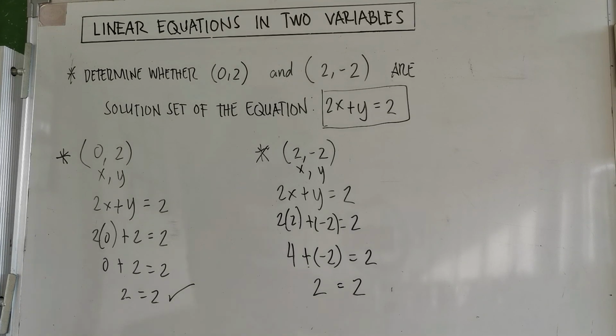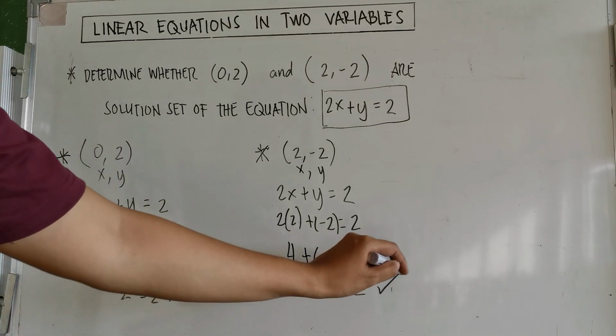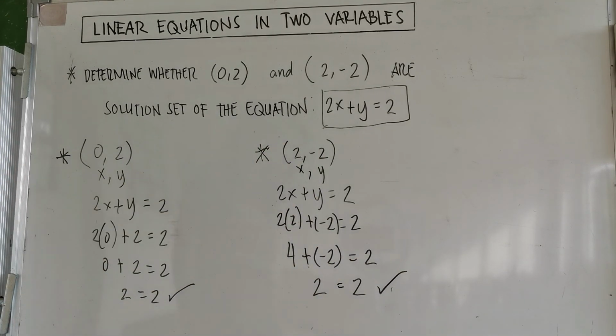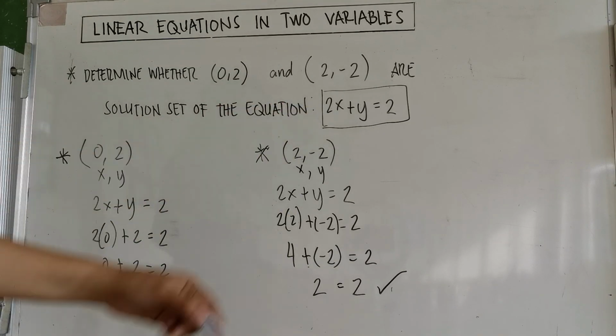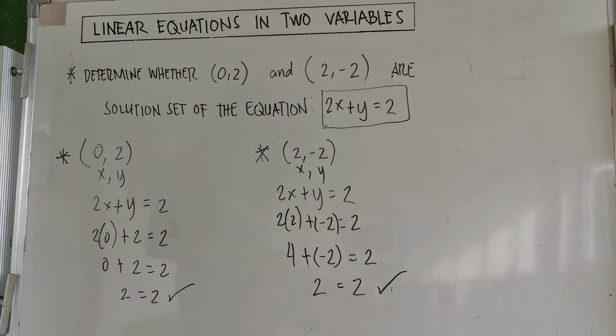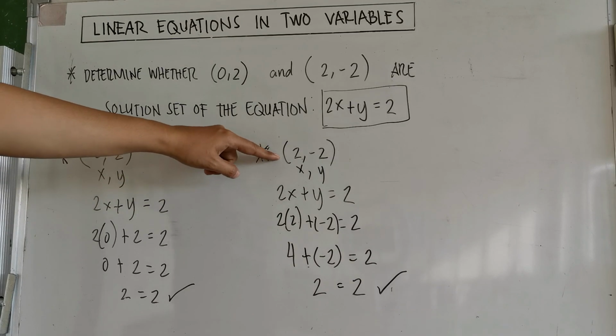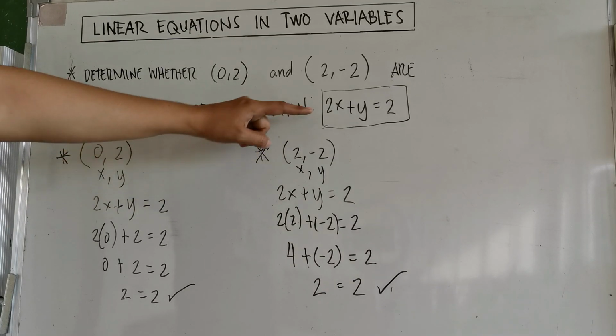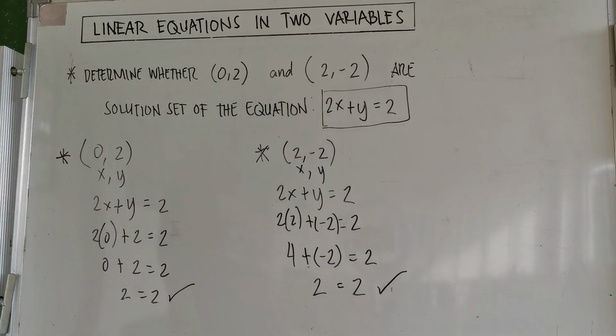Okay, so meaning, nag-equal ulit. So, (2, -2) satisfies our equation, which is 2x plus y equals 2. Therefore, (2, -2) is a solution of the equation 2x plus y equals 2. And take note, gaya ng sinabi natin kanina, there are infinitely many solutions for our linear equations in two variables. Okay, so that's it for our lesson.